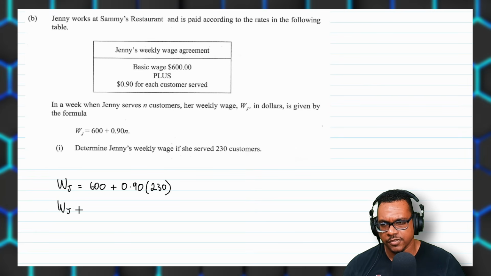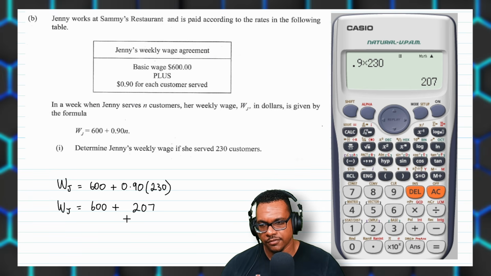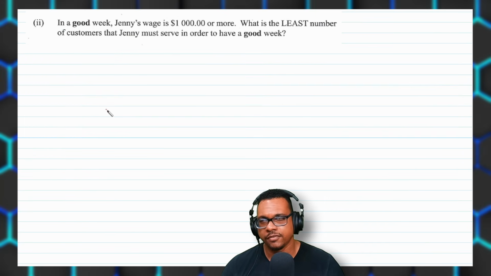So W_J, Jenny's weekly wage, is equal to 600 plus 0.9 multiplied by 230, and we get 207. So that'll be 207. And of course, if we add 600 to 207, we simply get 807. Now this is in dollars, so I'll just write that over the dollar sign. All right, so dollars, 807.00.